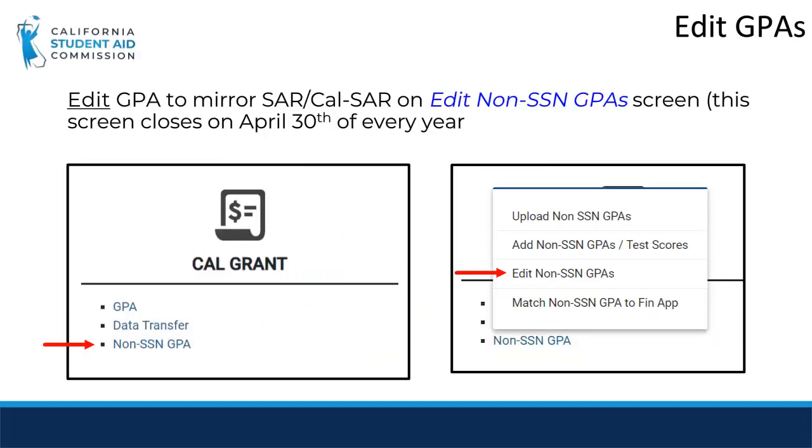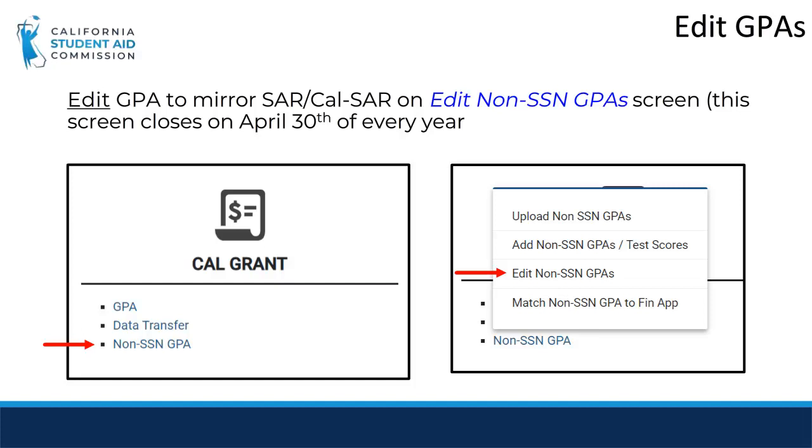High schools are responsible for editing and matching unmatched GPAs, which is broken down into these 4 steps. Step 1, identify unmatched GPAs using the non-SSN GPA status report. Step 2, contact students to obtain a copy of their SAR or CalSAR. Step 3, edit the GPA demographic information to mirror the SAR or CalSAR.